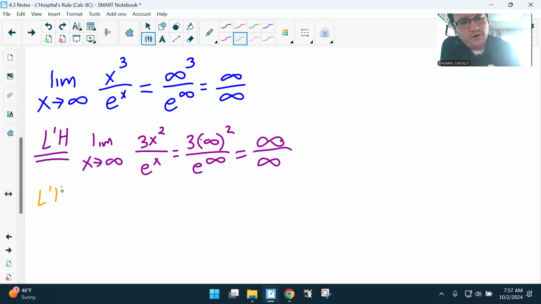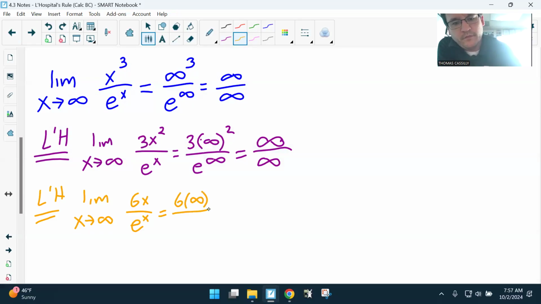So you are allowed to use it multiple times. As long as you keep getting that infinity divided by infinity, just keep doing L'Hopital's rule until it simplifies down. If you look at the top, look at those degrees. They keep moving down. So the next one is going to be 6x over e to the x. And you might be able to see where this is going. This is still 6 times infinity over e to the infinity, which still is that indeterminate form.